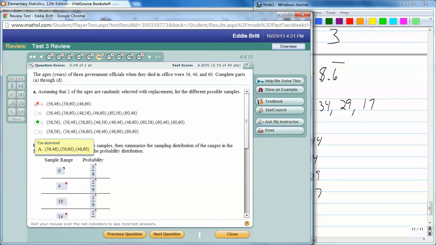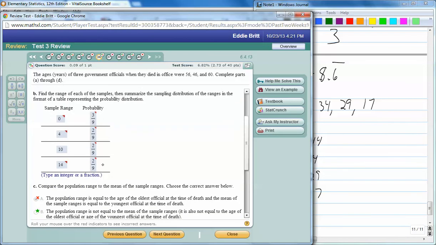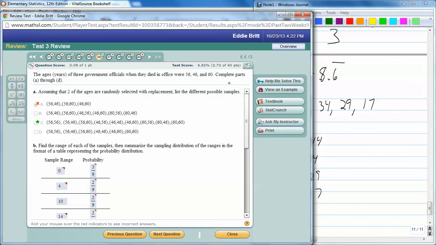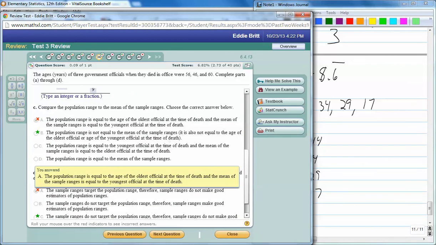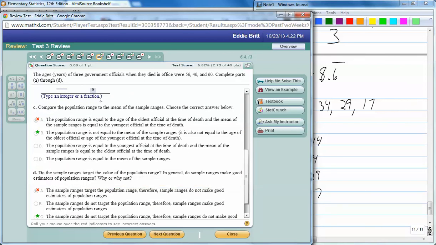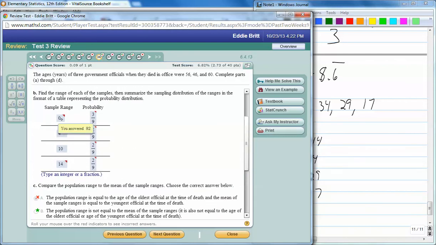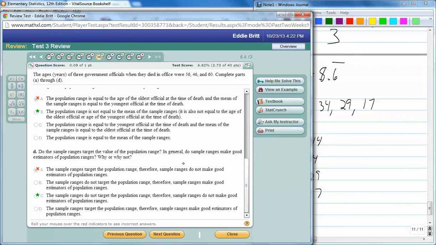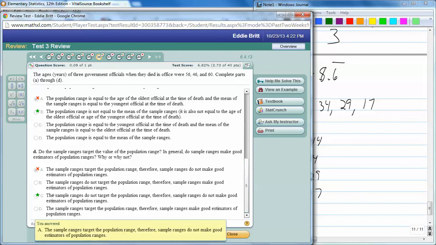All right, so you have all those different ranges. Then you can come up with the probabilities over here in this column of how many of each you have. Then you can find the range of this set of data, which is 14. And that's going to be different from the mean of all the sample ranges. So that means that it is a biased estimator. Sample ranges do not target the population range. Therefore, sample ranges do not make good estimators of population ranges.